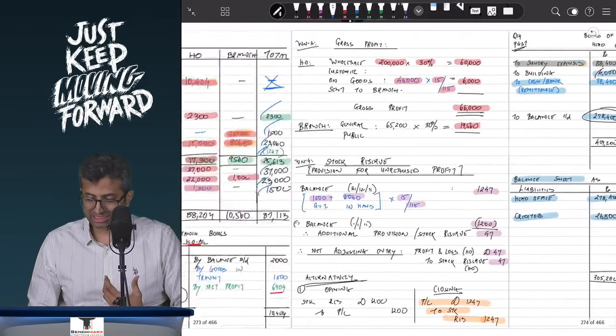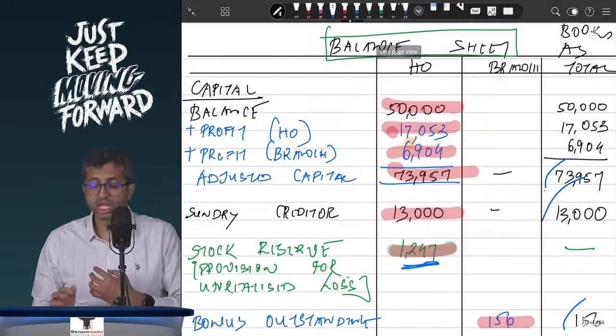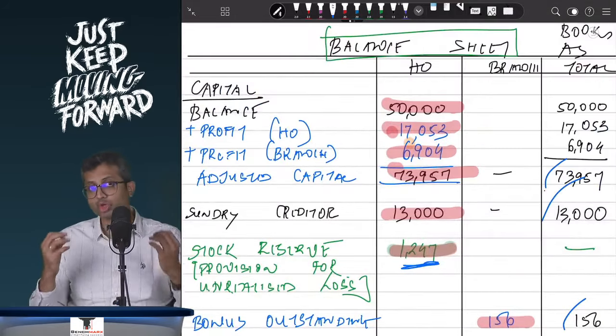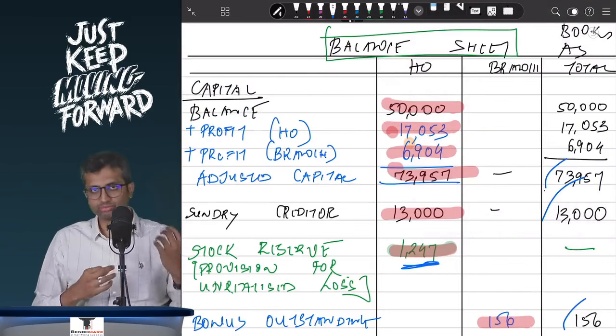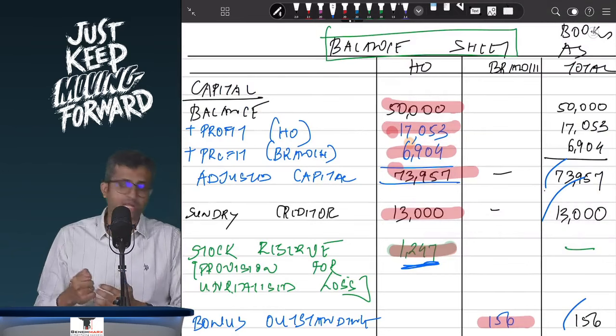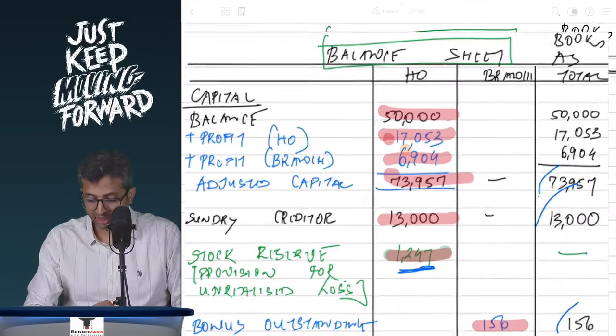So this is, I would say, a problem which you would definitely want to practice, because it gives you an overall understanding of the HO trial balance and HO profit and loss and balance sheet, branch profit and loss and balance sheet, and also the combined profit and loss and balance sheet, and hence it is definitely an important question.